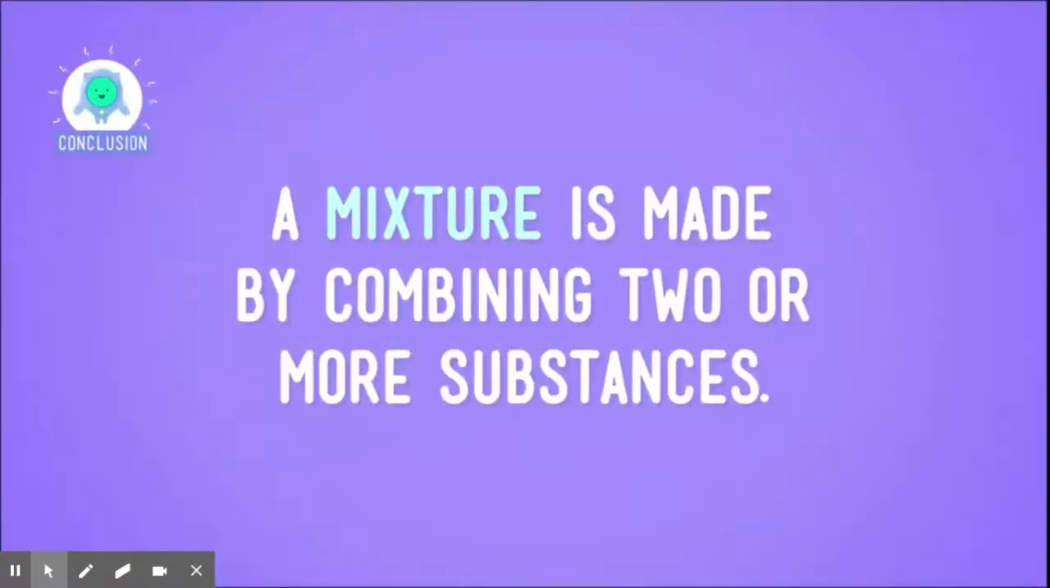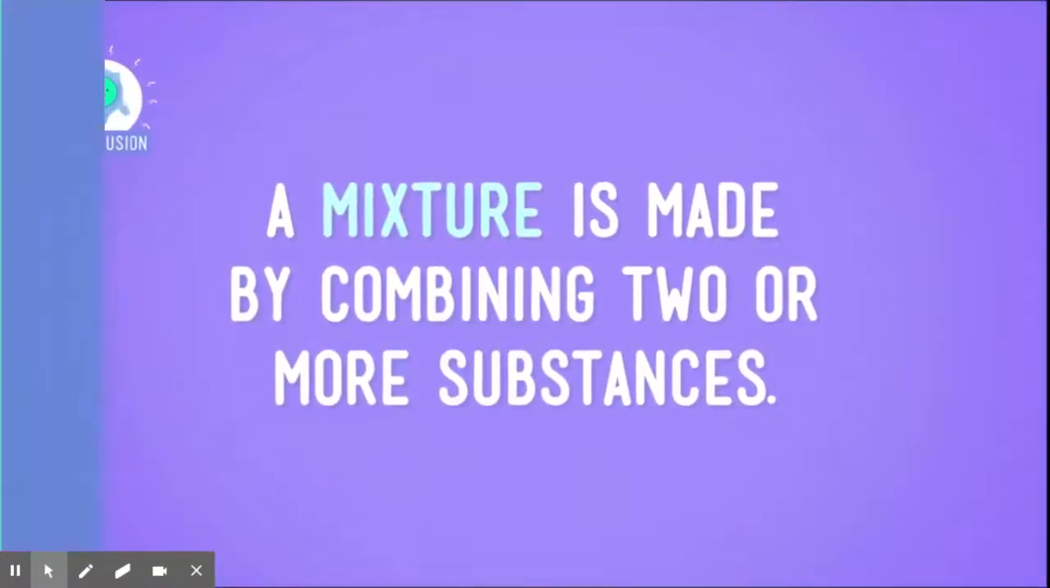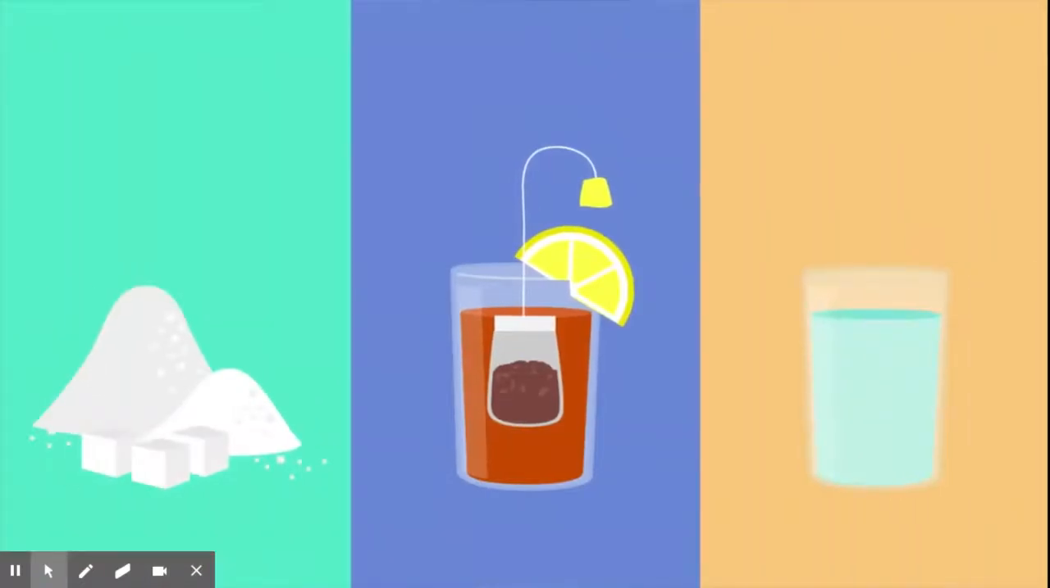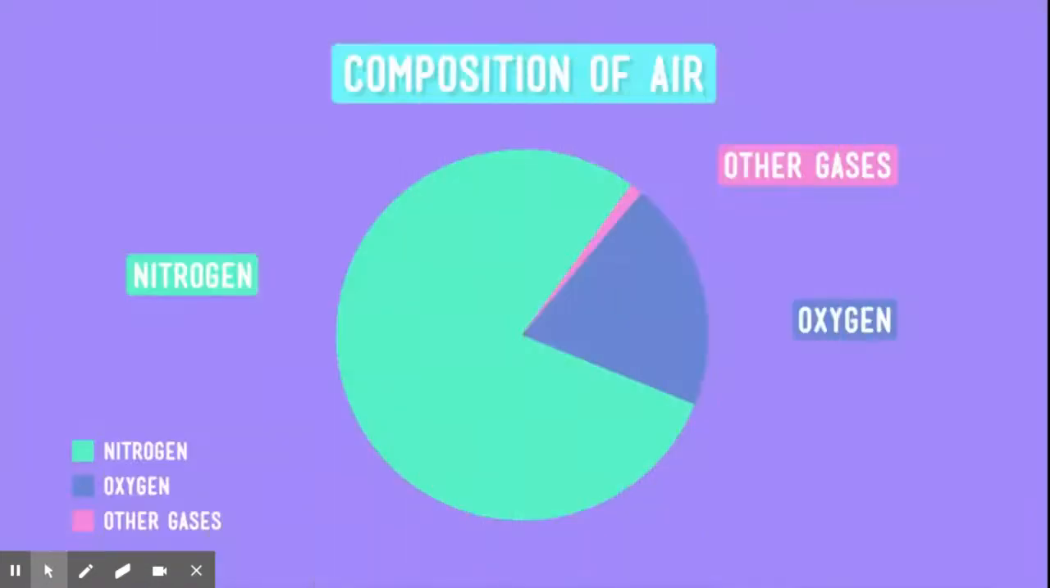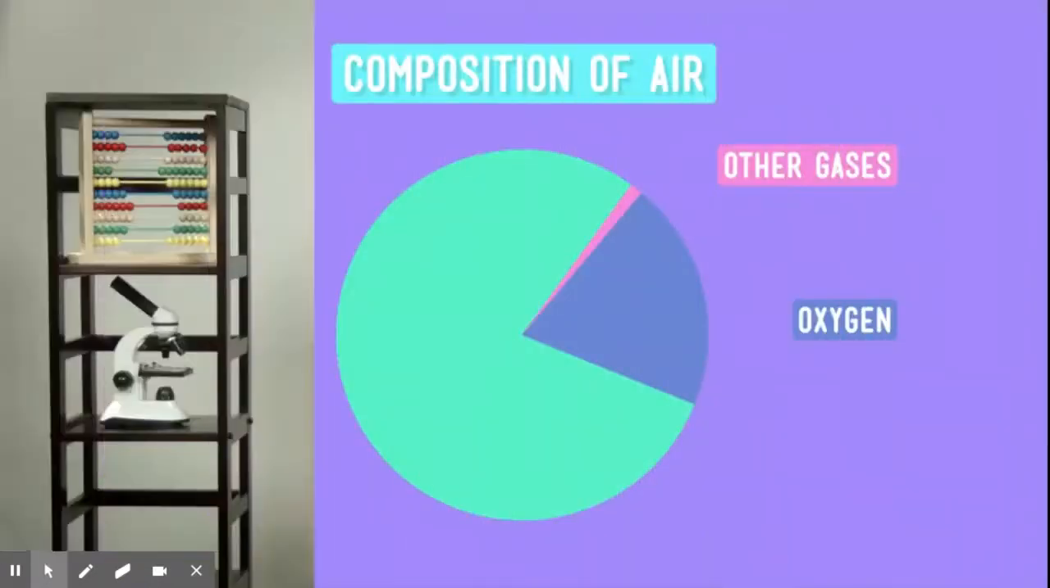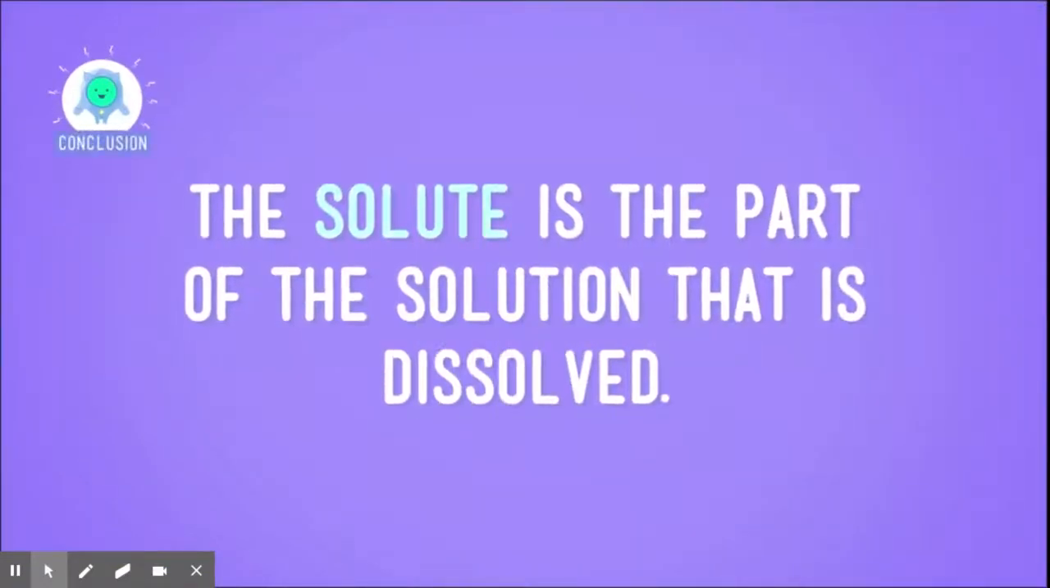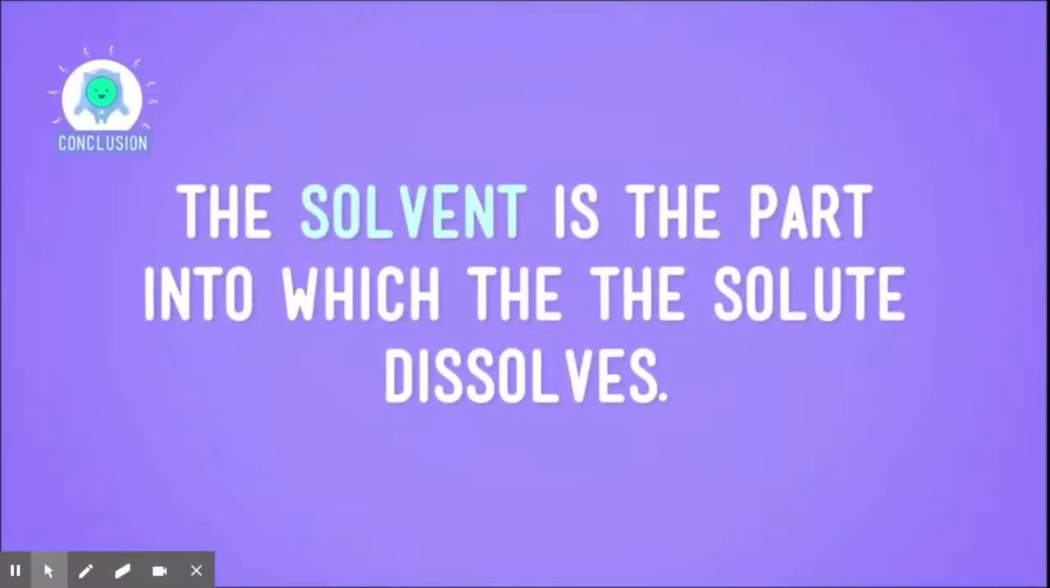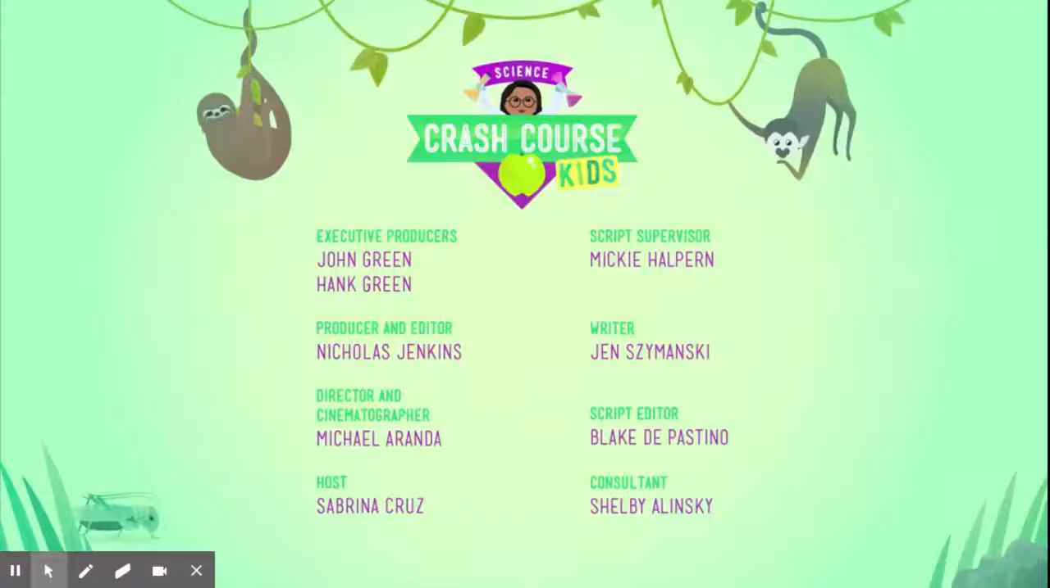So let's go over what we learned at our little mixed-up picnic. A mixture is made by combining two or more substances. When the particles that make up the substances are equally distributed, the mixture is called a solution. Solutions can be made of substances that are in the same state of matter, like gases in the air, or in different states of matter, like the gas bubbles in soda. The solute is the part of the solution that is dissolved, and the solvent is the part into which the solute dissolves. And solutions and some other kinds of mixtures don't always make new substances, even though it might look that way. Now, let's enjoy what's left of our picnic before the ants carry it all away.